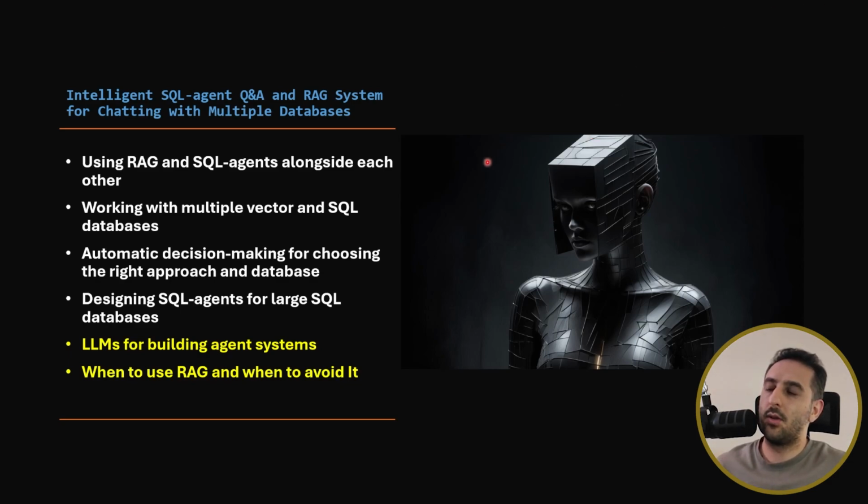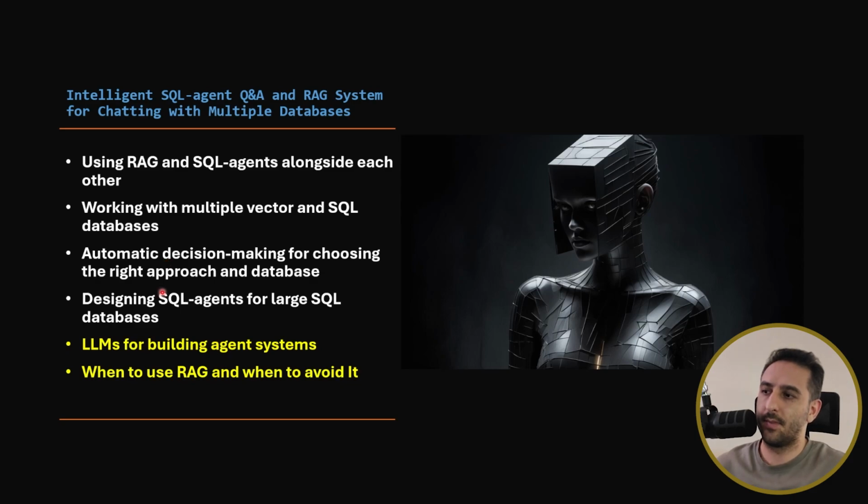In this video, my goal is to design an intelligent SQL agent Q&A and RAG system that allows us to interact with multiple databases. And these are the main objectives of our system. So first, we are going to combine RAG and SQL agents and use them alongside each other to take advantage of both. We also want to work with multiple vector and SQL databases simultaneously in our system. Our system can automatically decide which technique and database to choose in order to answer the user's question.